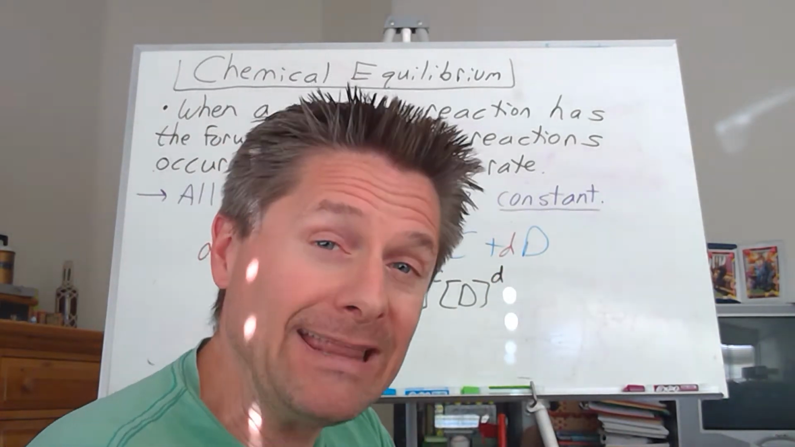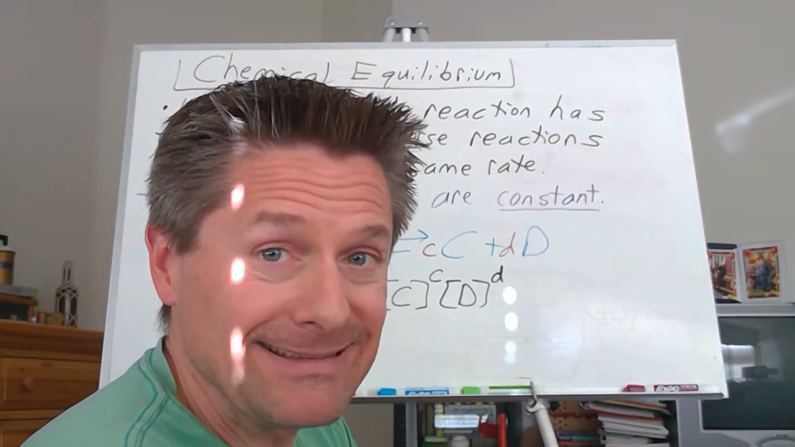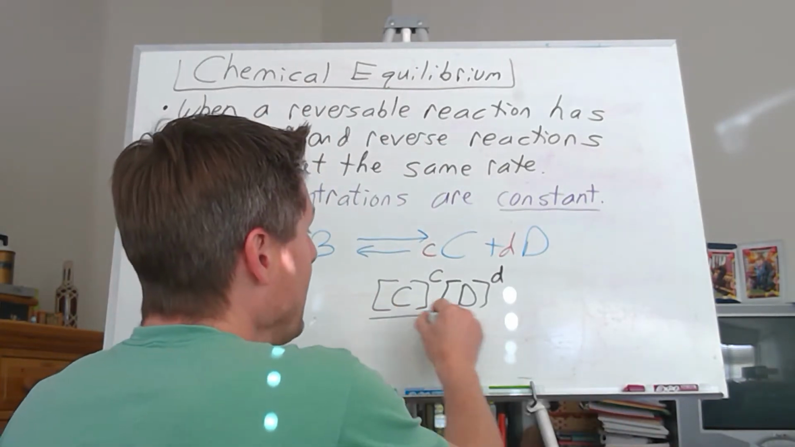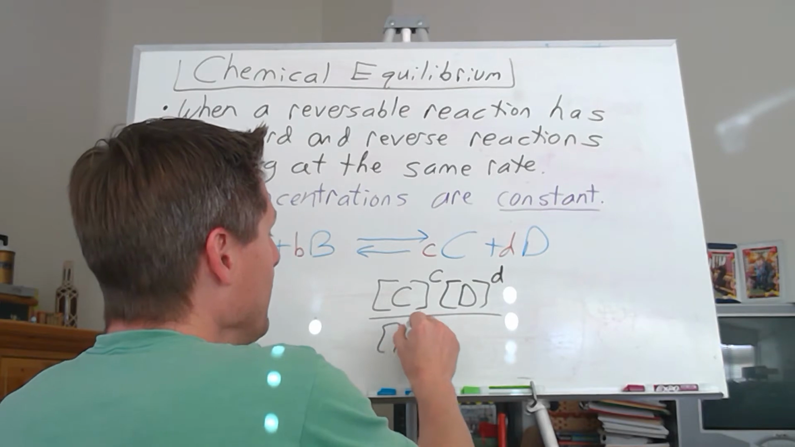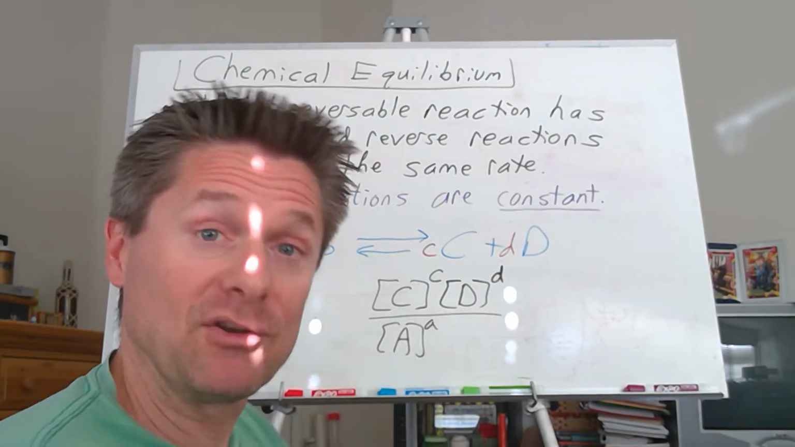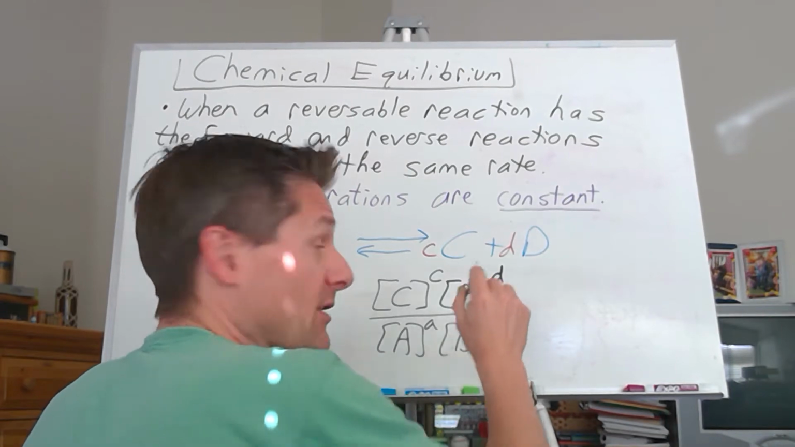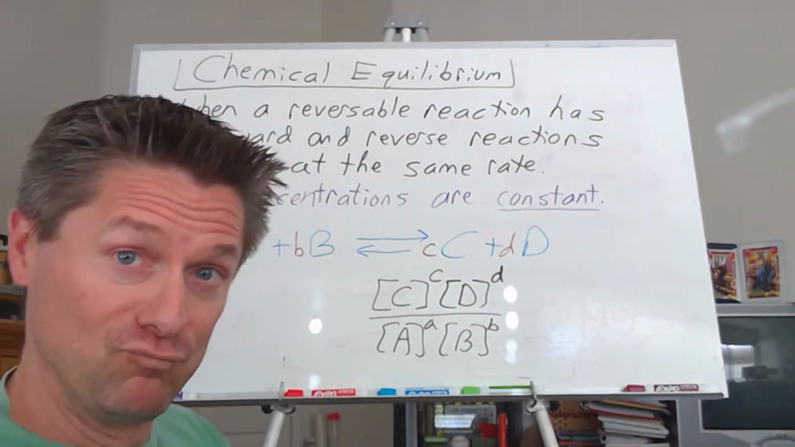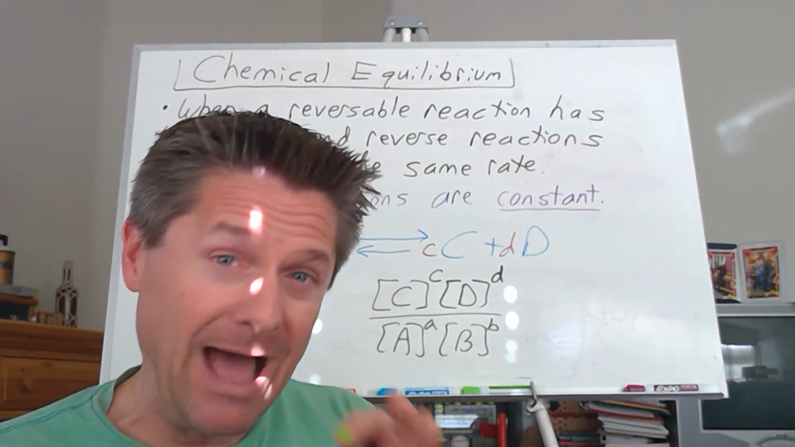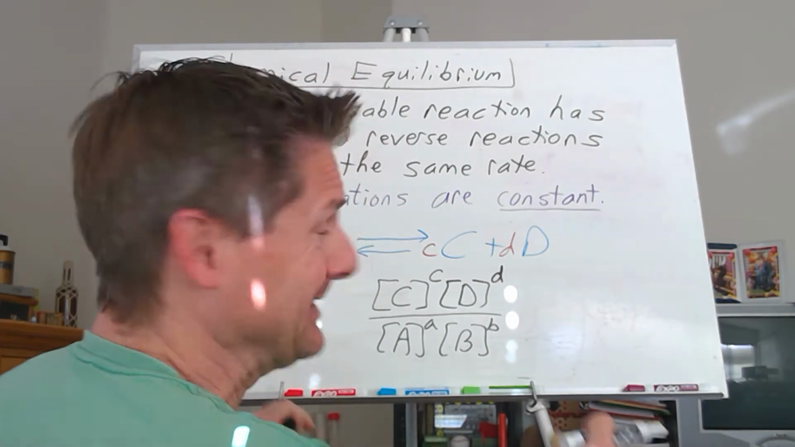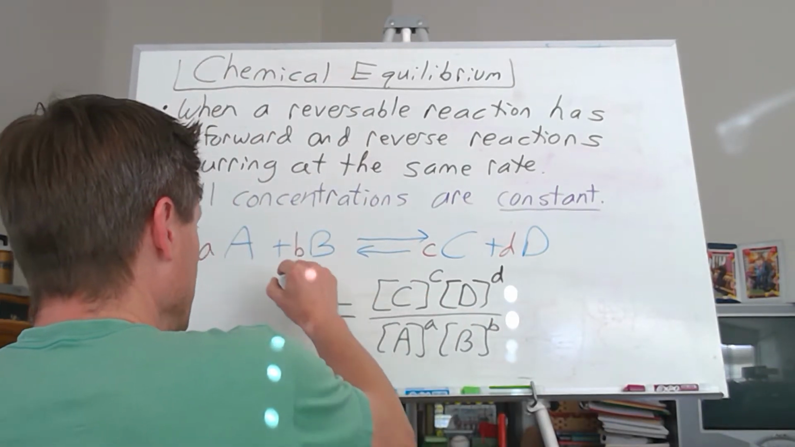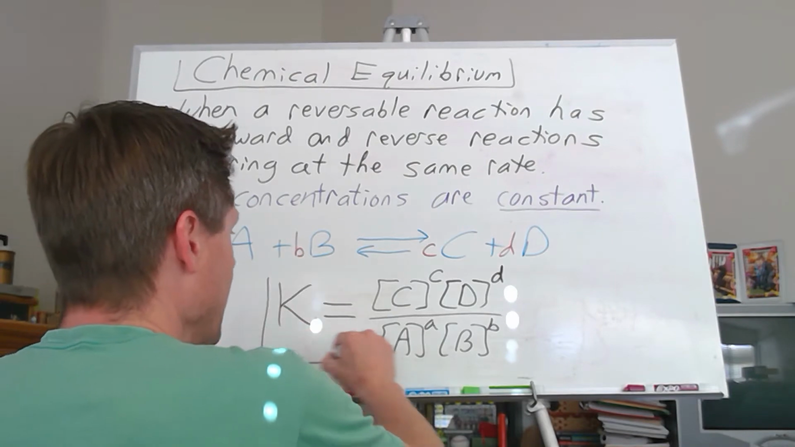If you divide that by the reactants in the same way, so let's divide that by reactant A raised to the power of its stoichiometric coefficient times reactant B raised to the power of its stoichiometric coefficient. What they found is that will always equal some constant. And they called that constant capital K.